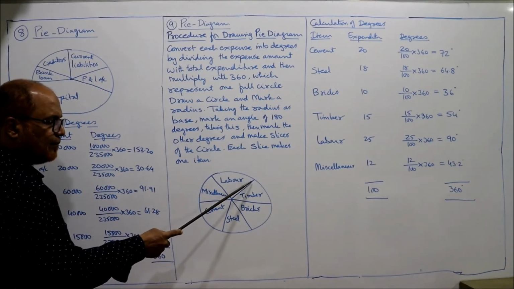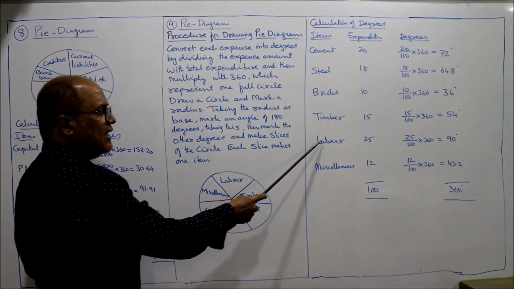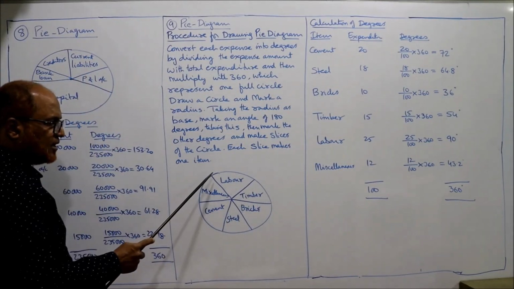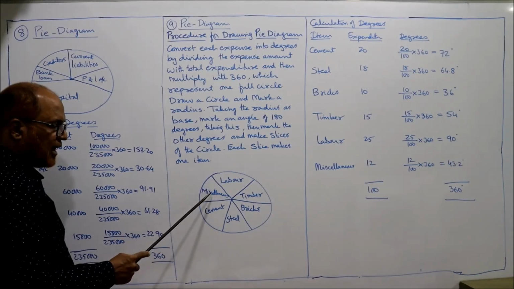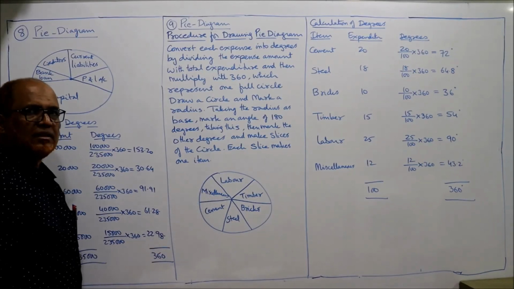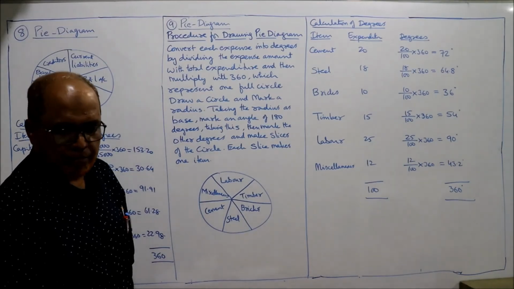Then put the D scale here and find out. Next is labor, 90 degrees. So at 90 degrees put a mark and join. The remaining balance is the miscellaneous. This is the complete pie diagram procedure.